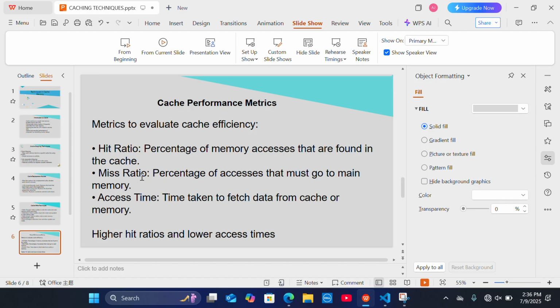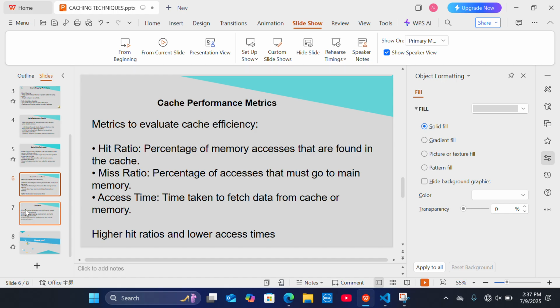And we also have the miss ratio. That's the percentage of accesses that must go to main memory but are not in the cache. We also have the access time. That's the time taken to fetch data from either cache or memory. So these are the higher hit ratios and lower access times. So let's go to the next slide.